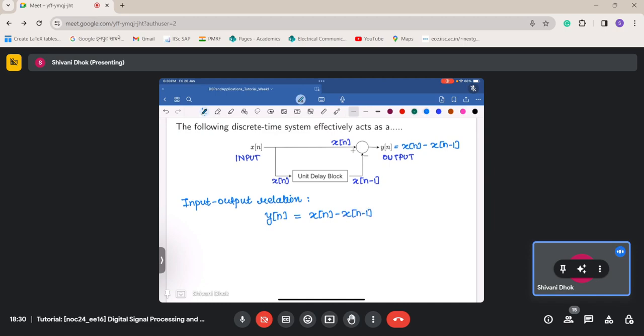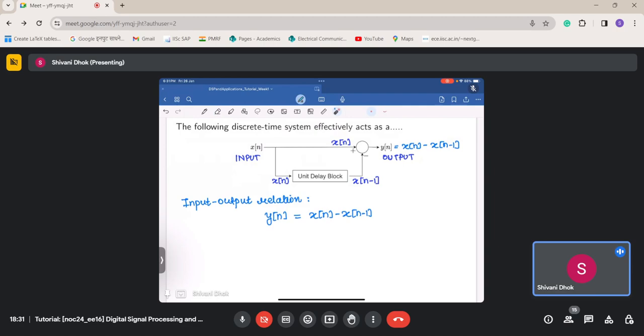This completely characterizes my system. This is simply an input output relation which tells me properly that if I have an input xn, what my output will be at every time instant. I don't require anything else to define that system. So now what is asked is, how does the system behave, or how does the system effectively act?